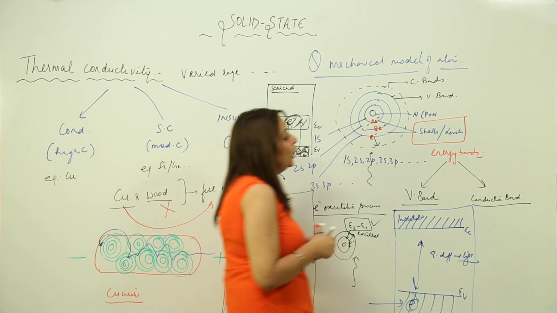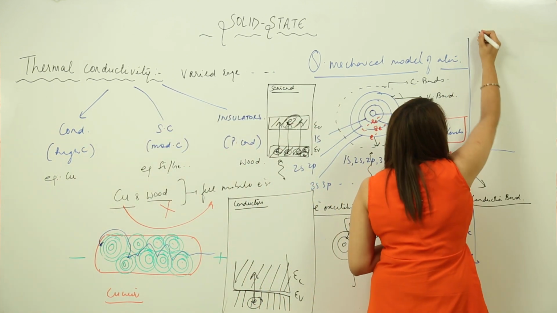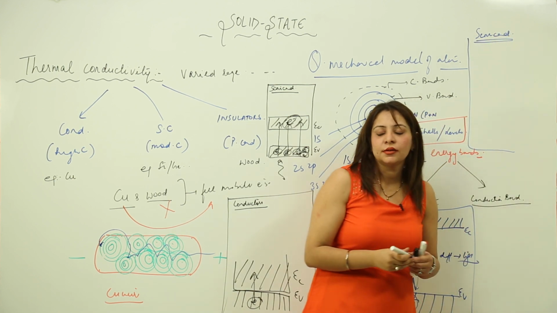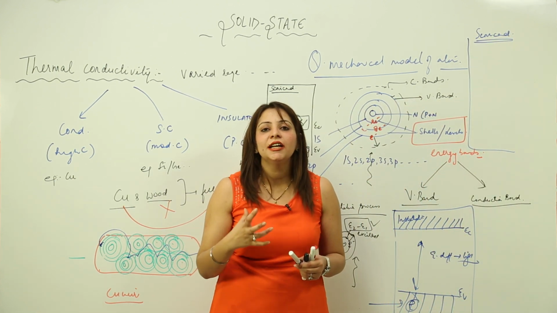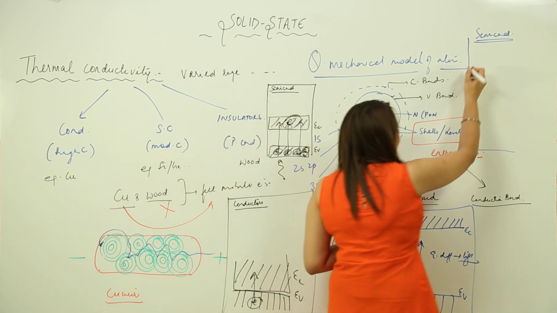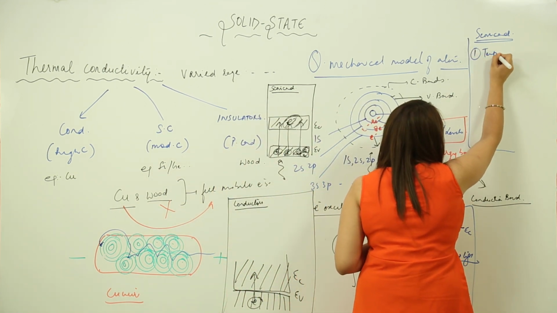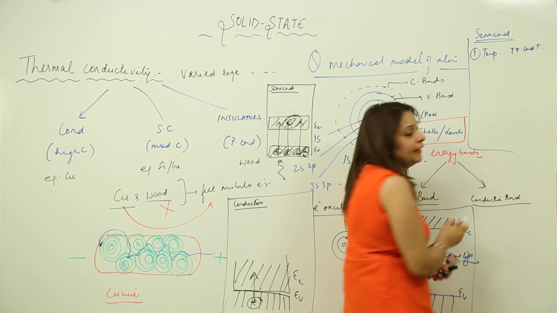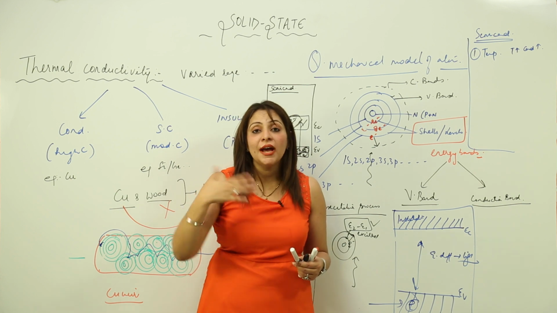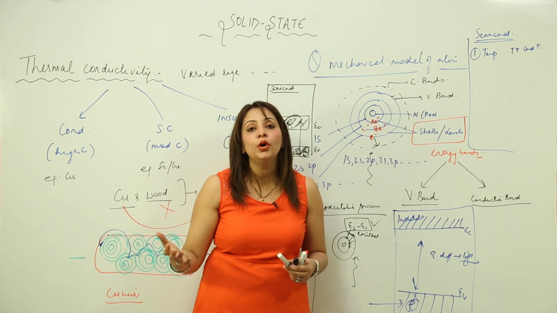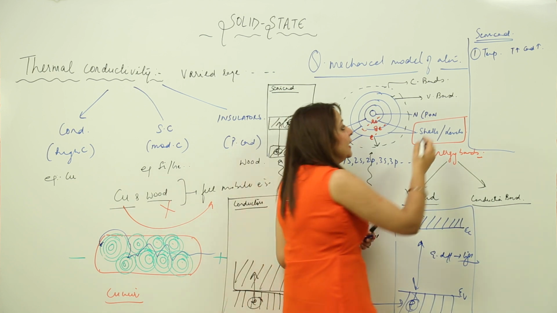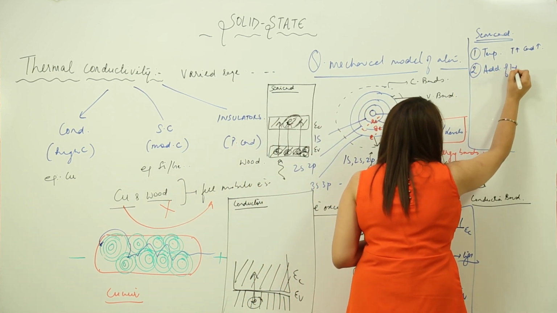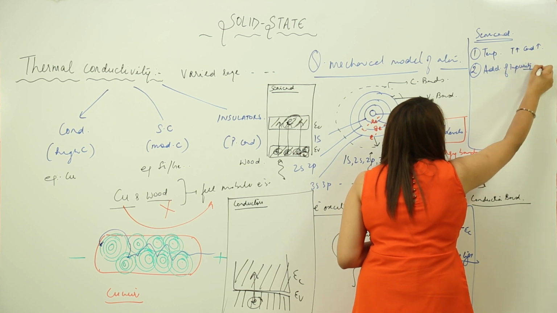But see what happens, we can actually increase the conductivity of semiconductors. How? First factor is temperature. If we increase the temperature, conductivity of a semiconductor just gets increased. And there is one more mode by which we can increase the conductivity, that is the addition of impurity to the semiconductor.